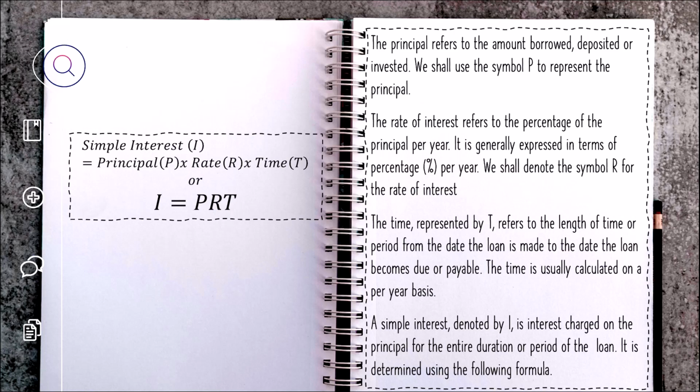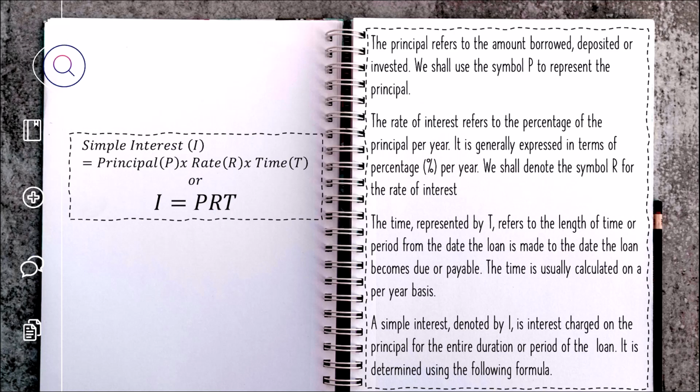Now, principal refers to the amount borrowed, deposit, or invest. We shall use the symbol P to represent principal. The rate. The rate of interest refers to the percentage of the principal per year. It is generally expressed in terms of percentage per year. We shall denote the symbol R for the rate of interest.